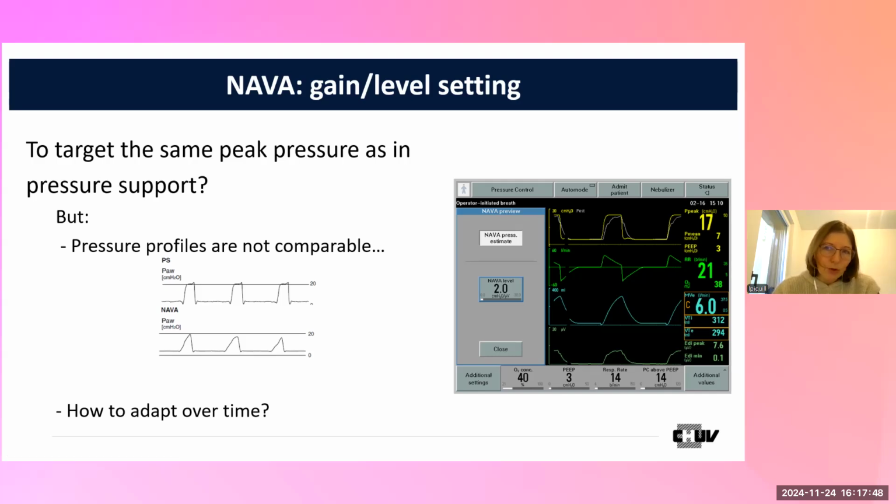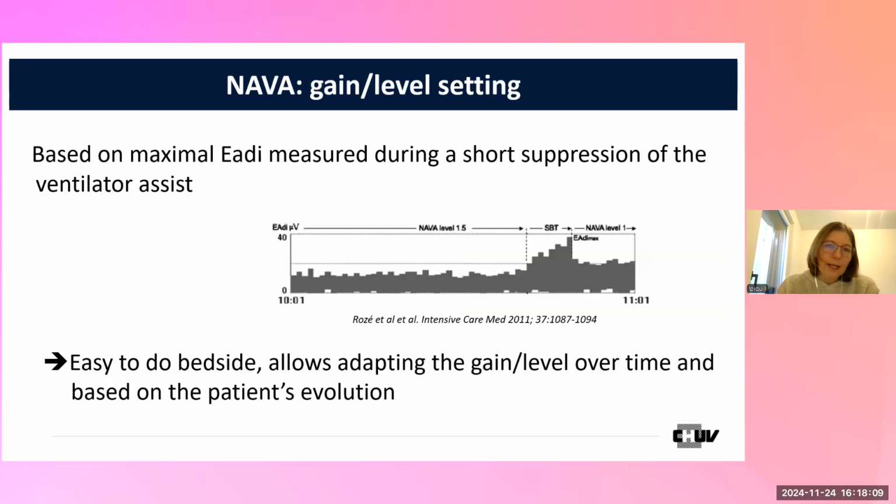This can be used when you just switch to NAVA from another mode. However, this cannot be used to set the gain during the next days because you don't have the comparison of the standard modes anymore. Then this is useful at the start, but then to adapt the gain, we have to find another solution. And in my opinion, what is the easiest to do is what was described by Adrien Rosé from Bordeaux in France some years ago.